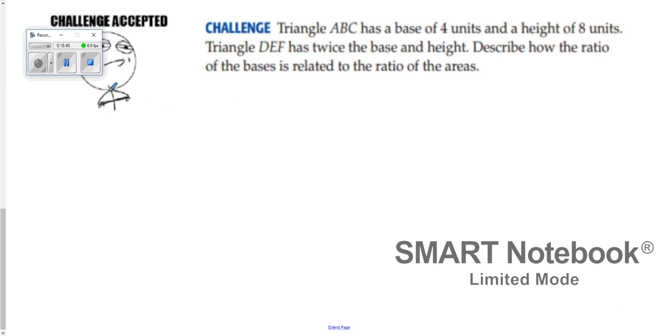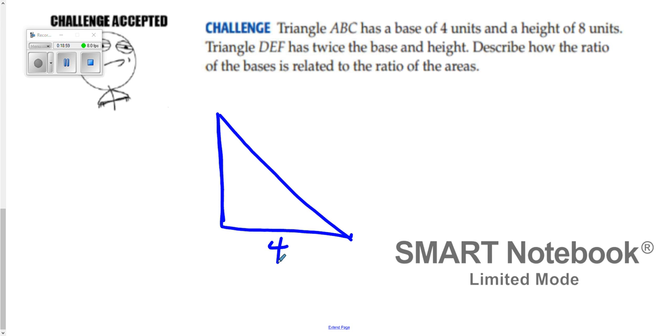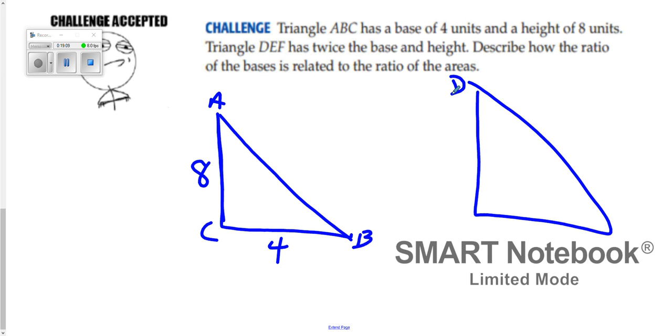Triangle ABC has a base of 4 units. Let's draw a triangle. Whenever I draw a triangle, it's nice to draw a right triangle like this, because then the height is just the left side or the right side. So it has a base of 4 and a height of 8. And this is ABC. And then it says triangle DEF. And I make sure I letter that in the same way I lettered the first one, has twice the base and height, so that would be 8 and 16.